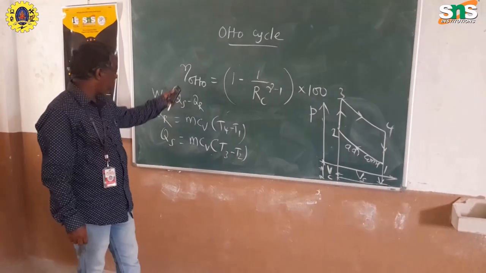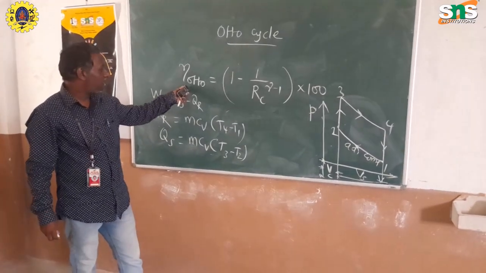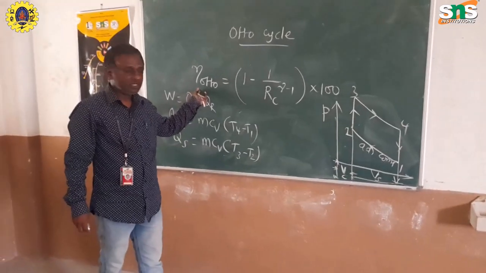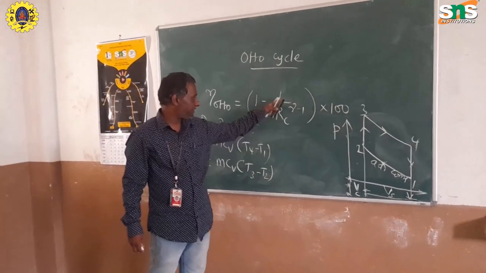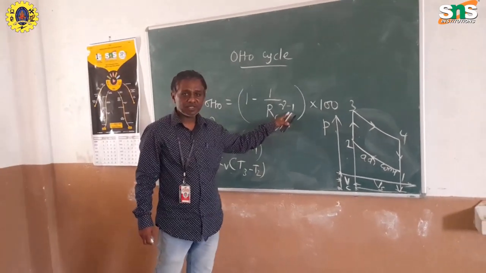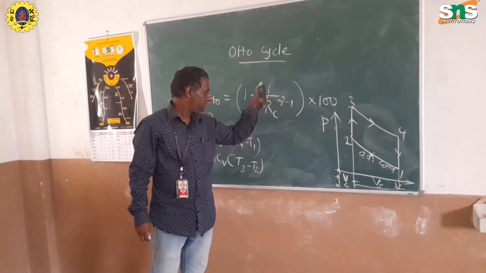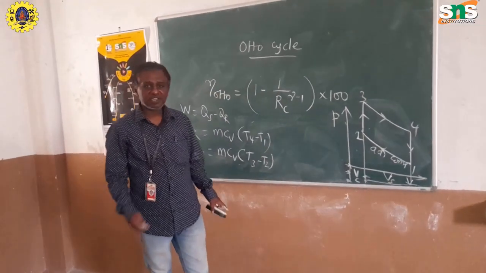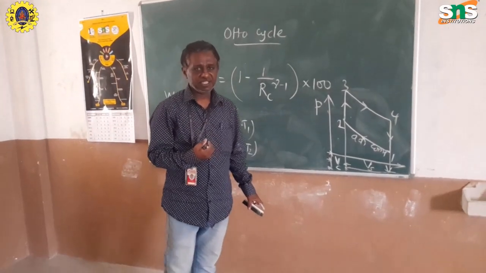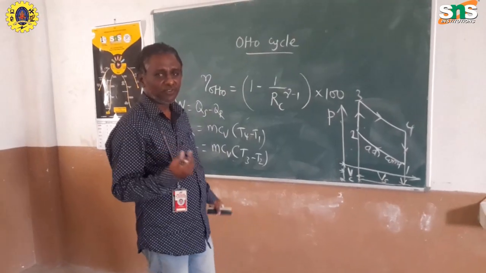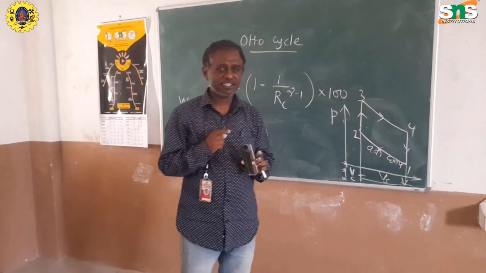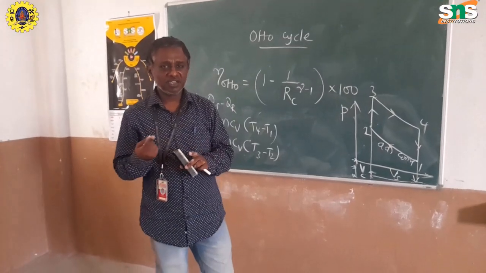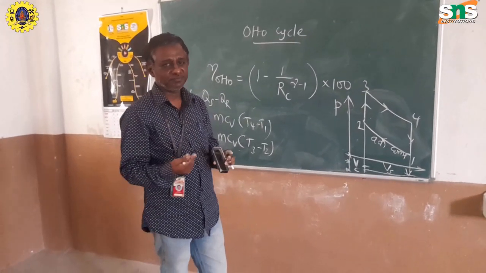From that, we have an equation called the Otto cycle efficiency. In this Otto cycle efficiency, we have only one term: 1 minus 1 by rc power gamma minus 1. Gamma is a parameter called the adiabatic index. For air, the adiabatic index gamma is equal to 1.4. Cp minus Cv is equal to R, and Cp by Cv is equal to gamma.